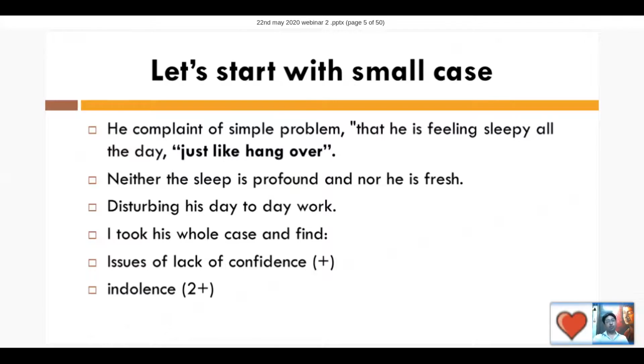Not sleep overpowering, right? Not comatose sleep, but just dozing like that. He feels like a hangover. Neither is the sleep profound, nor is he feeling fresh, but it is disturbing his day-to-day activity. So I took his whole case and found nothing in that case except this sleepiness. Along with that, I found a few other issues in his life: lack of confidence, lack of intensity, and indolence. He feels indolent, doesn't want to go to work at all.